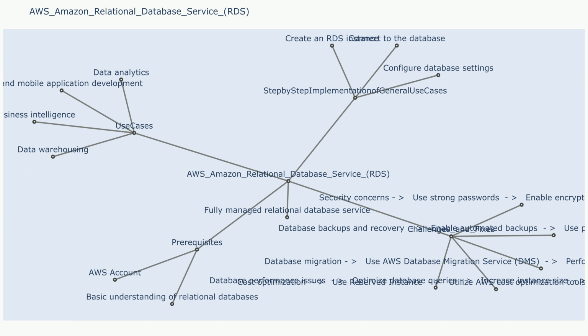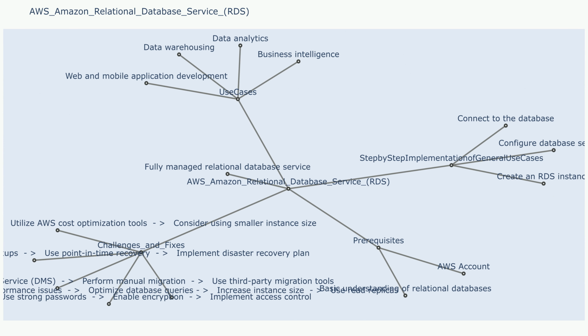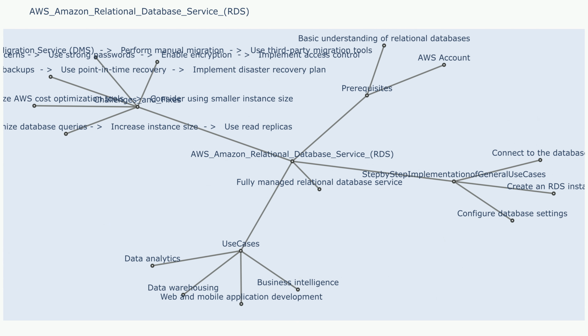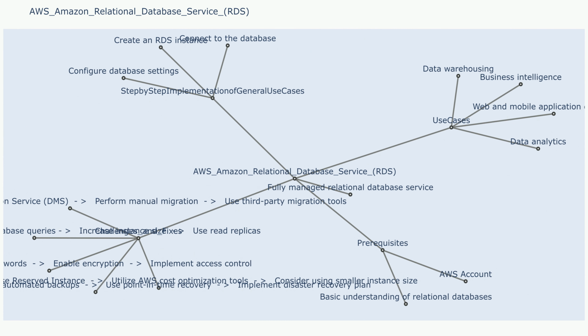Business intelligence. RDS supports business intelligence applications by providing access to data for reporting, analysis, and visualization. Data analytics. RDS can be used for data analytics tasks, allowing users to query and analyze data to extract insights. Step-by-step implementation of general use cases.